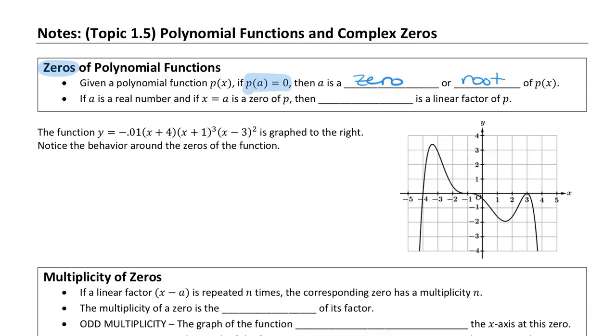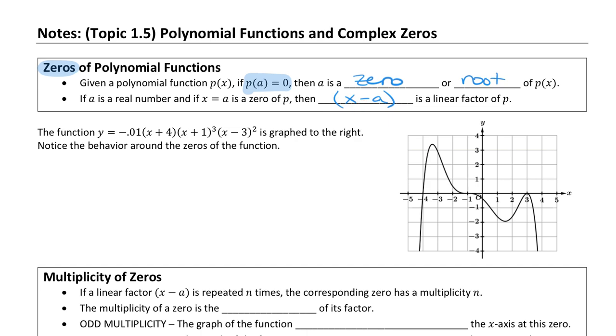If a is a real number, so the x value where this 0 output occurs, then x equal to a is a 0 or solution, and we automatically know that x minus a is a factor of that polynomial. Noticing first that if a is positive here, we would use a negative in the factor, which means if a is negative as a solution, we would use a plus sign in the factor.